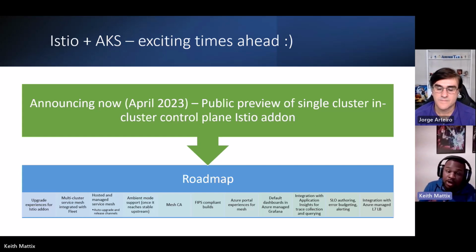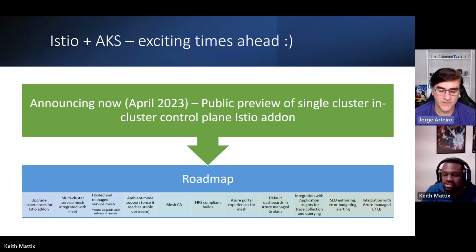ecosystem. SLO authoring, error budgeting, and alerting, all of that, we're looking to build into our product as well. And then finally, there's been talk of an Azure Managed L7 load balancer that's coming. And when that is out, you can best believe that we're going to work to make sure that Istio works with that load balancer as well. So lots of exciting things that we have planned on our roadmap. If you see things missing, have questions, or have feedback you want to give, please reach out to your nearest Azure contact, your MVP, your account manager, and give us that feedback so we can build the best product that we can for you.